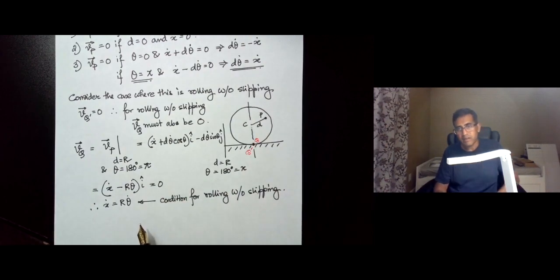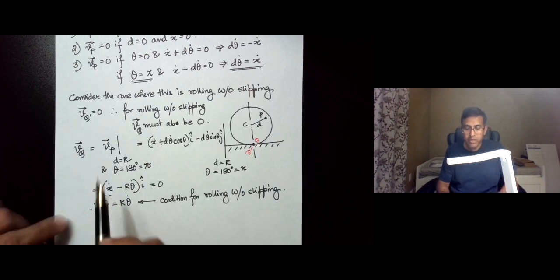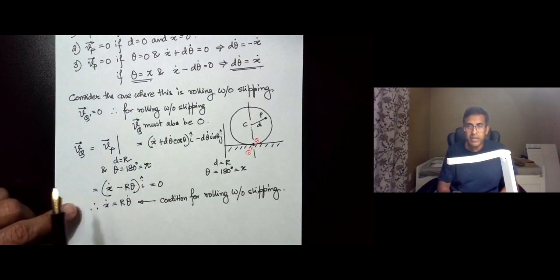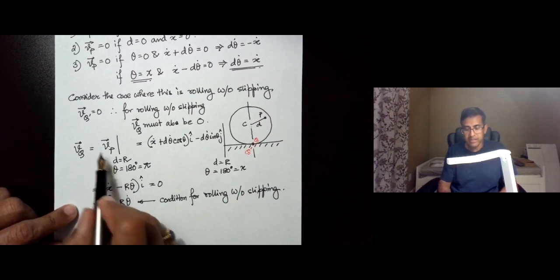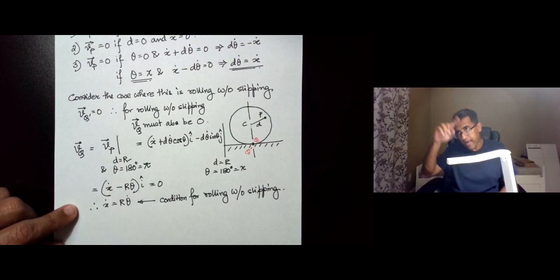So here is another confirmation that what we have derived is indeed correct. If we impose rolling without slipping, then the corresponding velocity of P that we get at the circumference of the circle, that is d is equal to r, when the point P is in contact with the ground, should be zero. And if we impose the zero velocity, we get the condition for rolling without slipping, right?